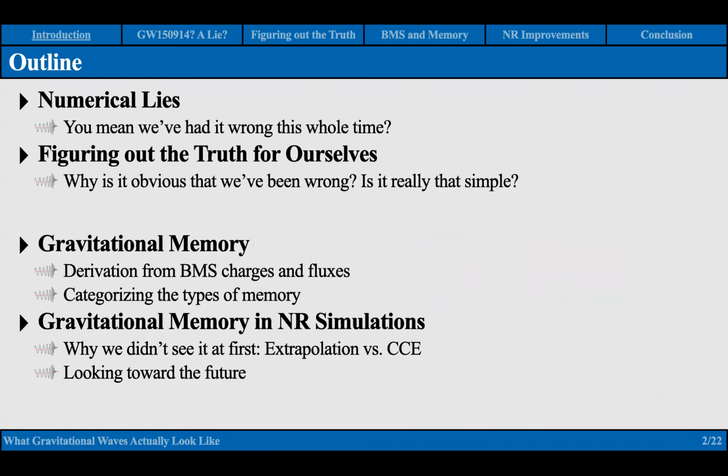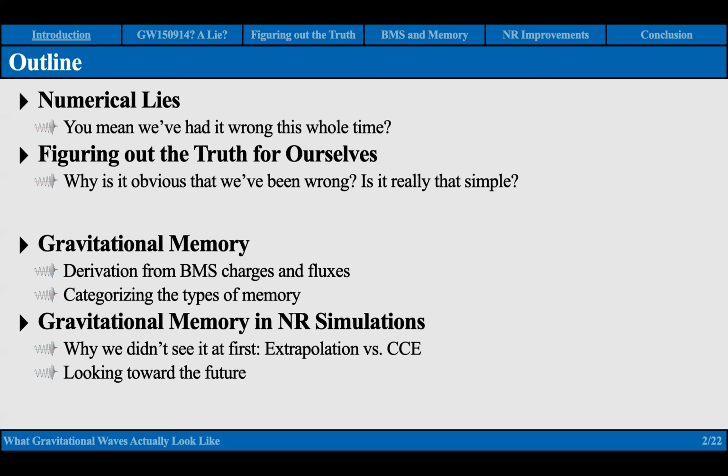So we're going to start by jumping into this propaganda that's been presented for, I don't know, seven years now since the first detection. Part of the problem is that all the propaganda is from the numerical side. So really, it's just us, the numerical relativists, who have been lying to everybody and convincing the whole gravitational wave community that waveforms look a certain way, when in fact they look completely different. And we're going to find out the truth for ourselves.